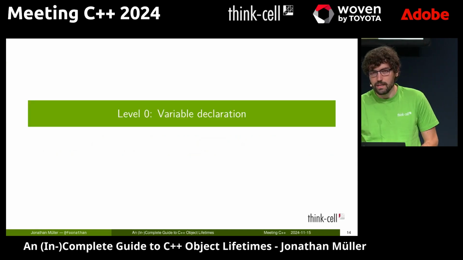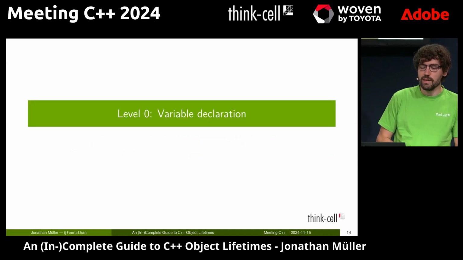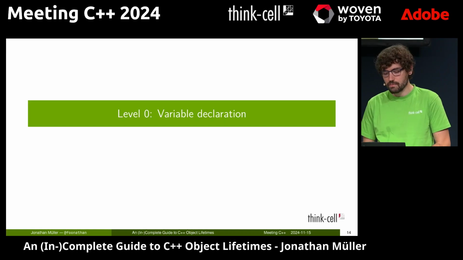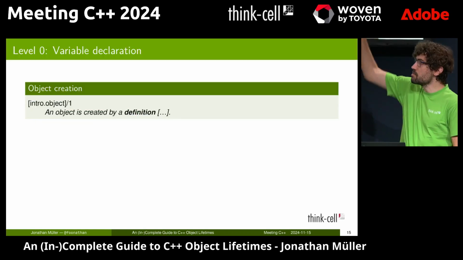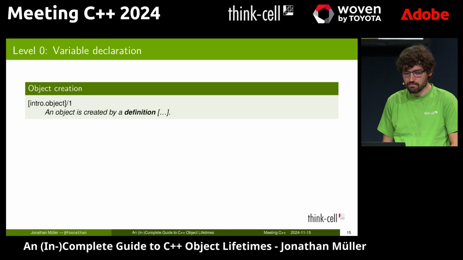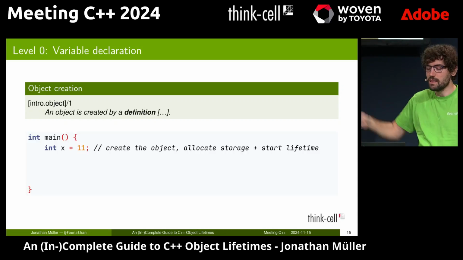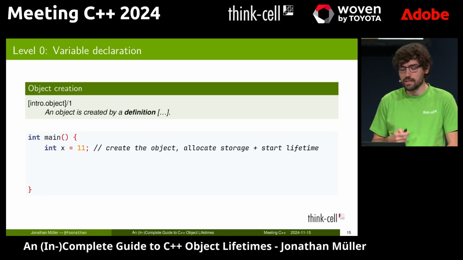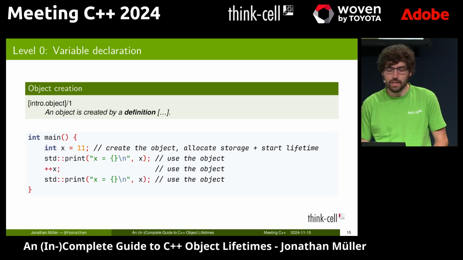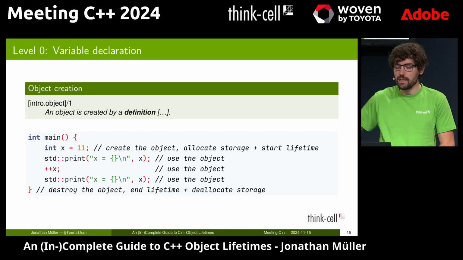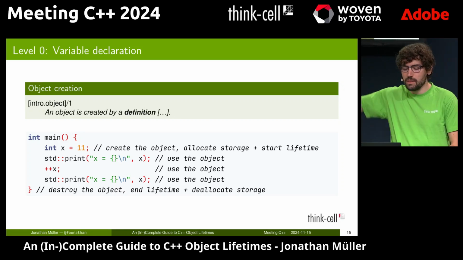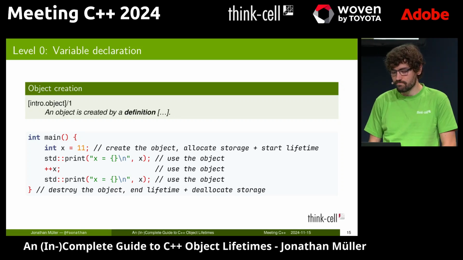So with that, let's look at some object lifetimes. And we begin at the very basic level, variable declarations. So in the standard, object paragraph 1: an object is created by a definition. For example, here we have a definition of a variable x. This creates the object, allocates storage, and starts the lifetime, as we'll see. Then we can use the object, as discussed, and then in the closing brace, the object is destroyed, which ends the lifetime and deallocates storage.